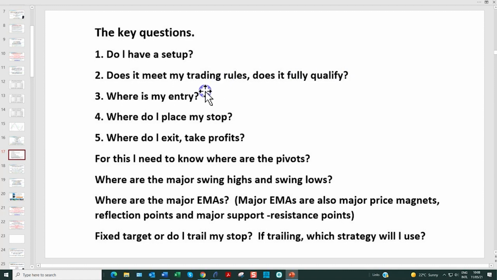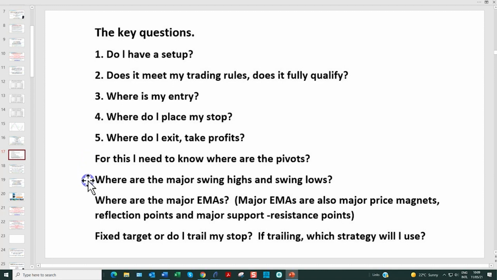So from there, we want to know, where is our entry? Where do we place our stop? Where do we exit or take profits? Now this is where so many traders fall flat. We need to know where the pivots are, because with pivots, traders, we have what we call a PM and a PB. That is, pivots are price magnets, but they also can cause price to bounce. So if you're buying into a pivot, say 1 or 2 ticks away from the pivot because it's just off screen, you don't know where it is, quite possibly you'll get a bounce and it'll come back and take you out. So you need to know where your pivots are.